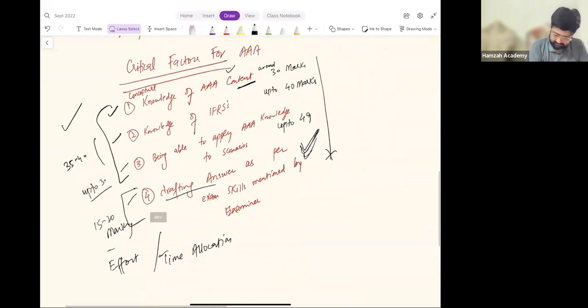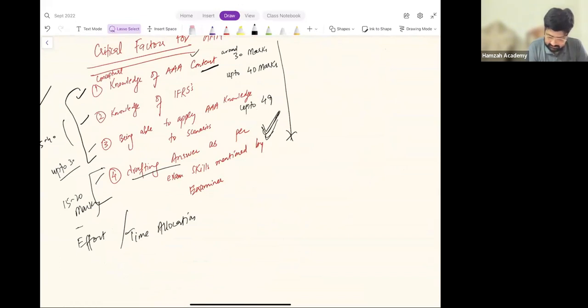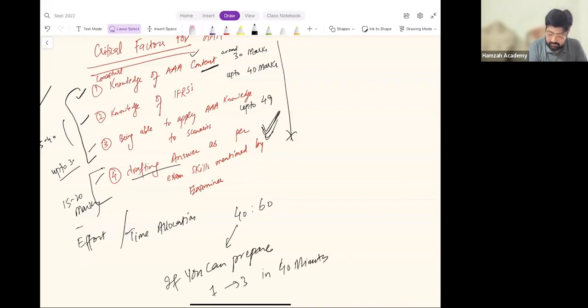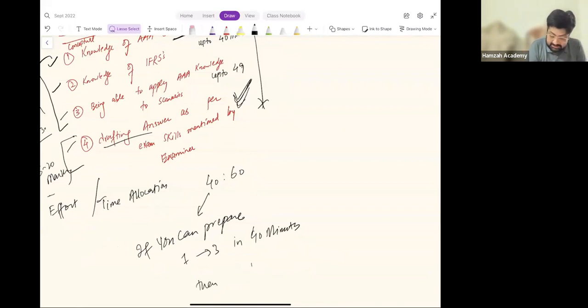Now, students, time allocation: 40 to 60. What does it mean? If you can prepare points 1 to 3 in 40 minutes, then spend 60 minutes on point 4. Yes, whatever I am telling you is based on teaching, without any doubt, thousands of AAA students.